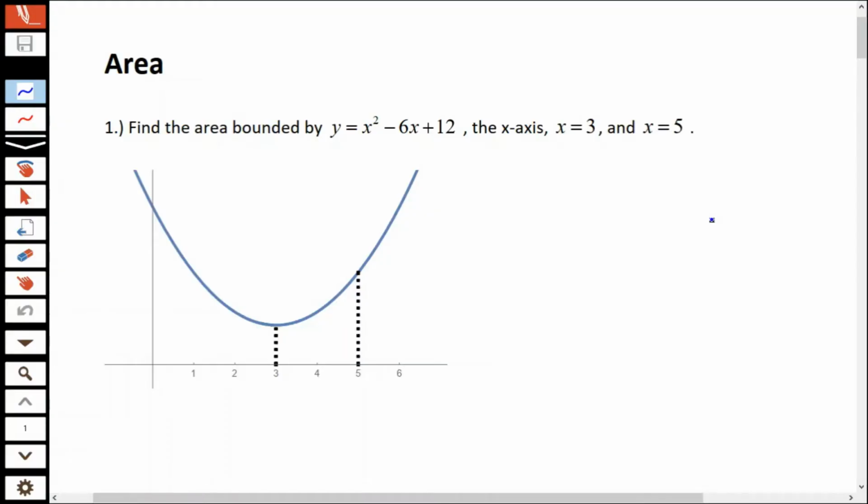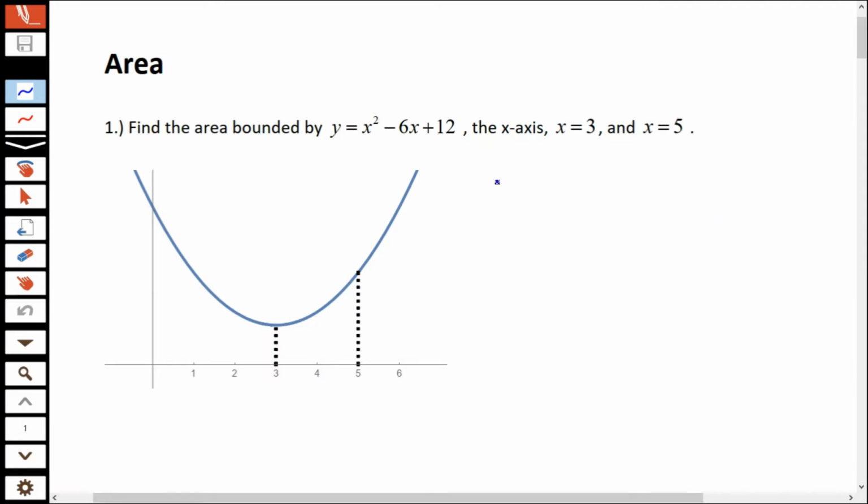Alright everyone, today we're going to be talking about area, and we're going to do some more complicated examples of area this week. We're going to do some area between two functions, and eventually we're going to get to some horizontal areas.